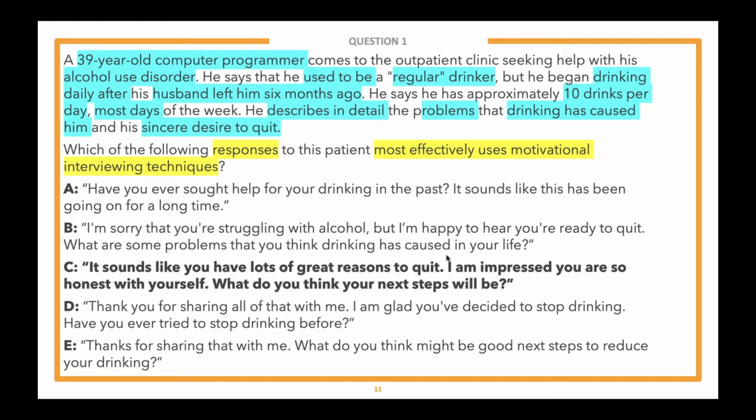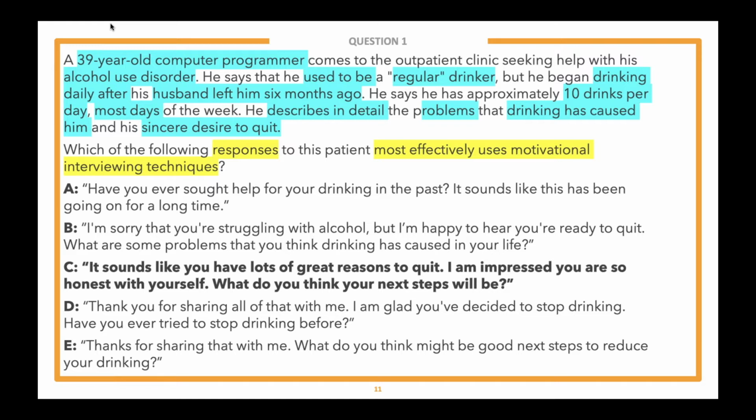With answer choice E, it doesn't do a couple things. It doesn't summarize what the patient has shared with you. It doesn't show that you've comprehended the reasons and the problems that it has caused in that patient's life. You definitely want to summarize that. Okay. Answer choice D. This doesn't end with an open-ended question. It's a closed-ended question. Have you ever tried to stop drinking before? Yes or no? In general, you do want to choose an answer choice with an open-ended question as opposed to a closed-ended question.